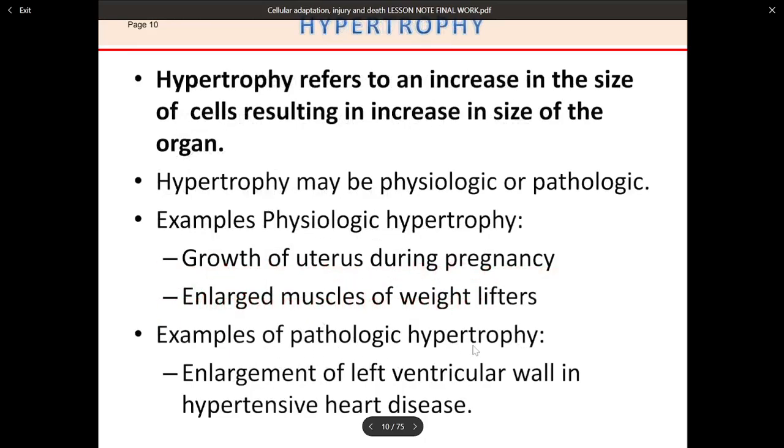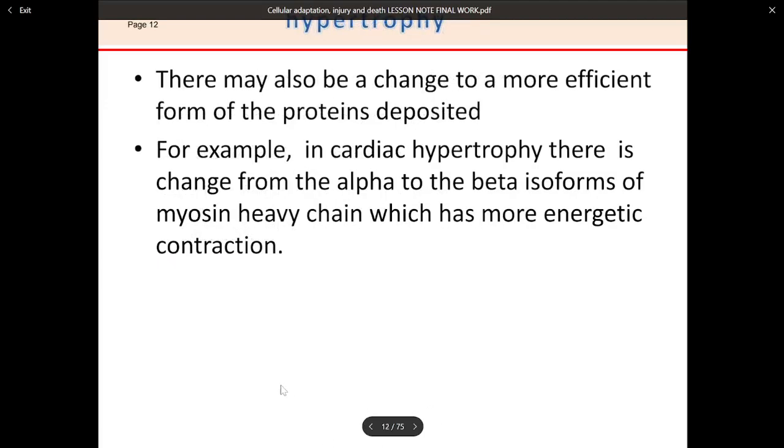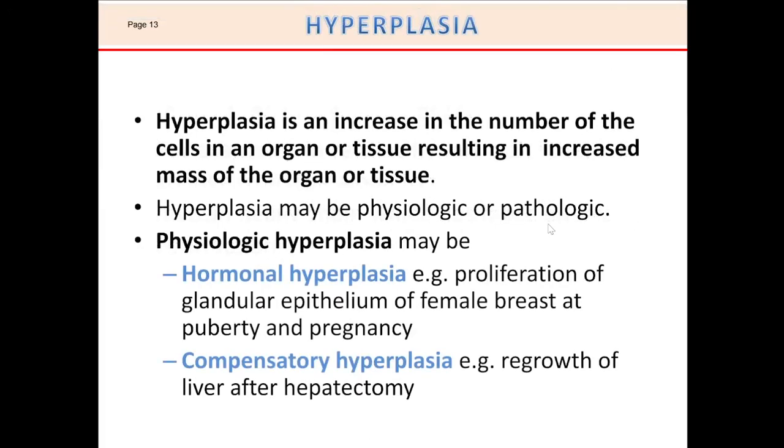That's a pathologic hypertrophy, when there's enlargement of the left ventricular wall in hypertensive heart disease. So in that process, there is usually a change from the alpha to the beta isoform of myosin heavy chain, which has more energetic contraction ability.